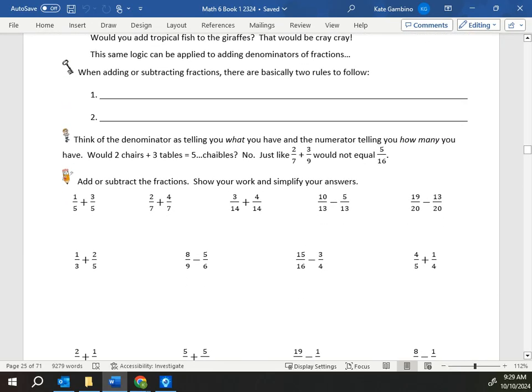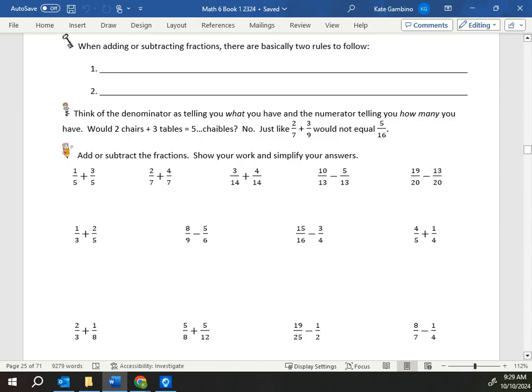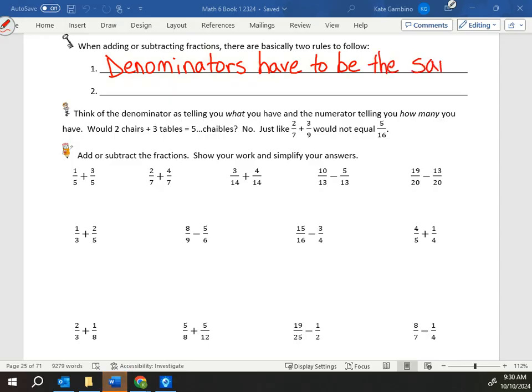So when we are adding or subtracting fractions, there are basically two rules to follow. The first one is that denominators have to be what? When we're adding or subtracting fractions, what do we remember from last year, Maddie? The denominators have to be the same. Just like at the zoo, we're going to put the lions with the lions. They have to go with the same thing. Same numbers, same animals.